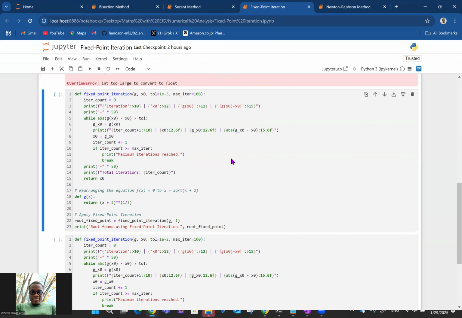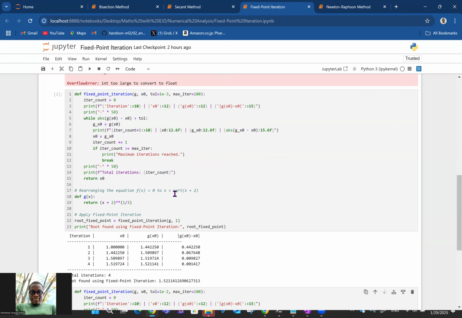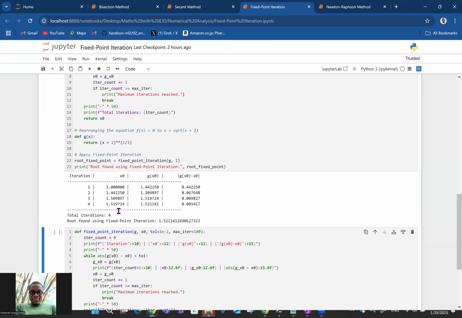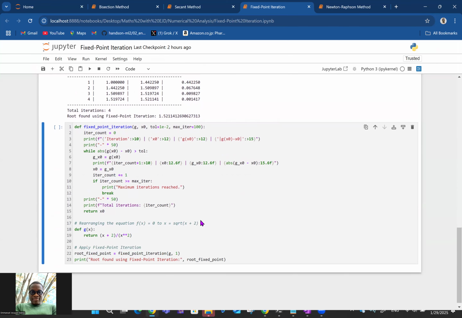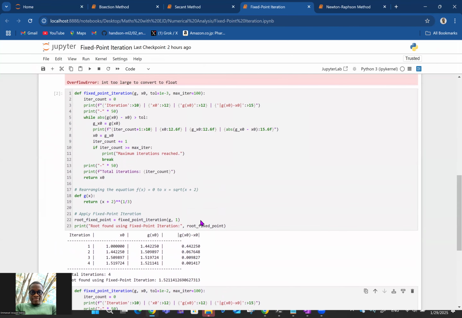For the second one, if you look at line 19, this is where we have the cube root of x plus 2. If you run this, it's behaving well. In 3 or 4 iterations, we're able to get a result. Total iterations 4, and we get 1.52. I think we got 519 something earlier, so there's a bit of difference because of the approximations in the process. The second one gave us a good answer, the one with the cube root of x plus 2.